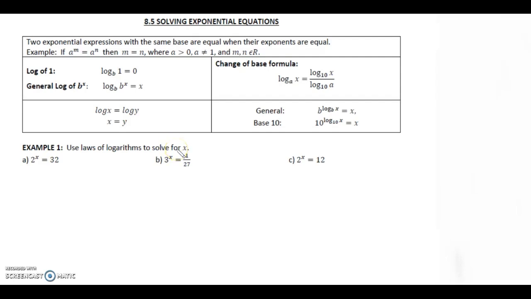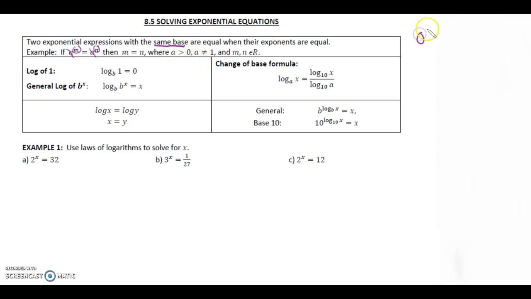Okay, 8.5, solving exponential equations. Two exponential expressions with the same base are equal when their exponents are equal. For example, if a to the m equals a to the n, see this m and n? That means we can drop the a's and m equals n. And obviously the base has to be greater than 0.